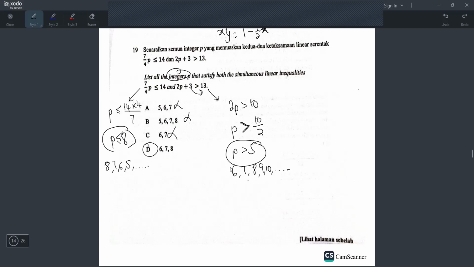So if the number has to be bigger than 5, but smaller than or equal to 8 at the same time, then it means 6, 7, 8. 5 cannot take. Why 5 cannot take? Because they say bigger than 5. They never put the line underneath. So it means 5 is not included. So the first number is 6, then 7, and then 8 can be included because they put a line here, right?